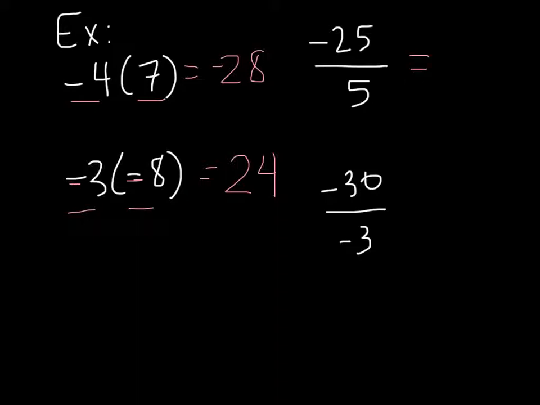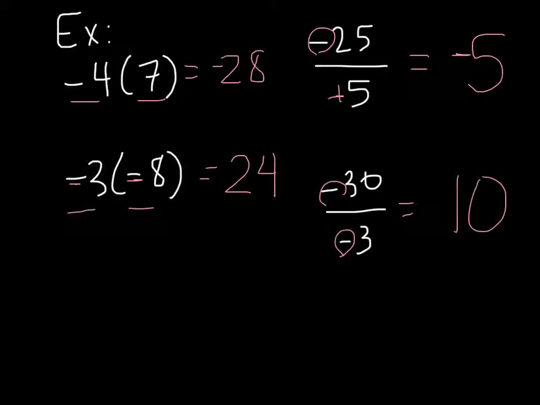Negative 25 divided by 5. Divide normally and get 5. One's negative, one's positive, so my answer is negative. Negative 30 divided by negative 3. Divide normally, get 10. I have two numbers with the same sign, so my answer is positive 10.